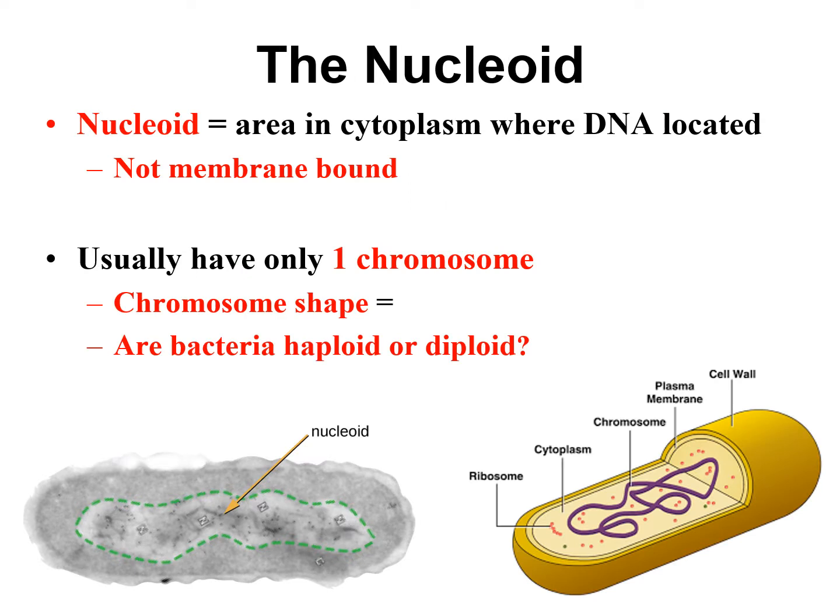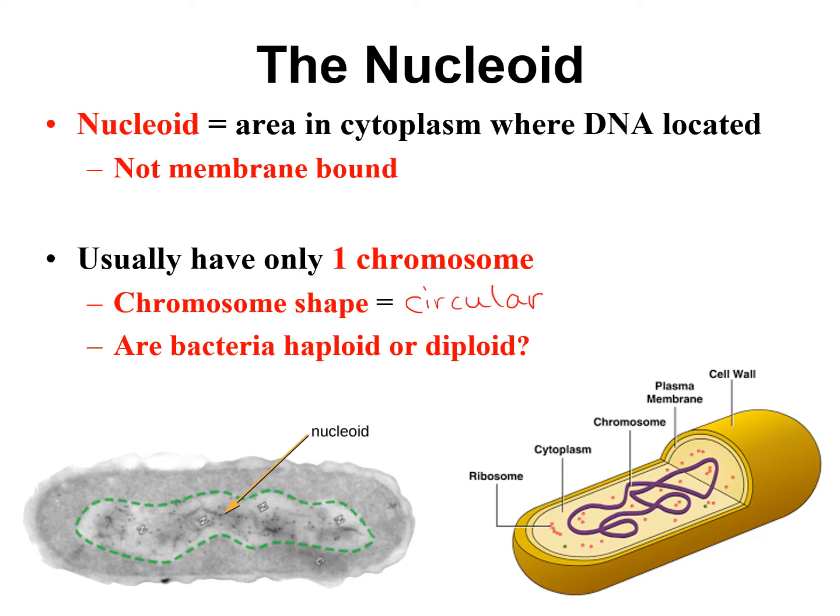The nucleoid of a bacterial cell is the area in the cytoplasm where the DNA is located. There is no membrane that surrounds the chromosome here, so there is no nucleus. So a nucleus is not the same as a nucleoid. The nucleoid is just the area of the cytoplasm where the chromosome is floating around. Bacterial cells only have 1 chromosome, and the chromosome shape is circular. So that's really different from eukaryotic cells, which are going to have 2 or more chromosomes, and their chromosomes would be linear instead.